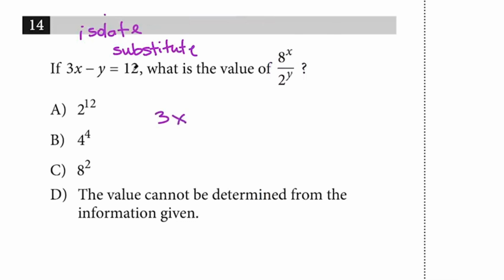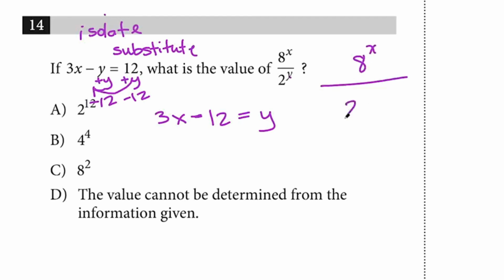Okay, so I'm going to subtract the 12 from this side, and then I'm going to add the y to the other side. So I'm adding y and I'm subtracting 12, for those of you who are trying to track what I'm doing. So I'm going to get 3x minus 12 equals y. And again, that's just basic algebra. I add the y, I subtract the 12. I'm kind of switching sides and switching signs, right? So we get 3x minus 12 is y, and then all I have to do is plug that in right here. And so I get 8 to the x over 2 to the 3x minus 12, okay?